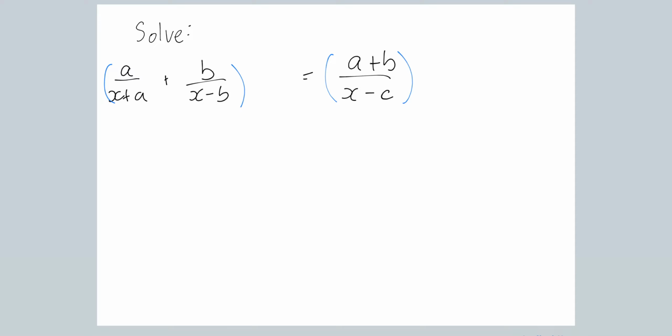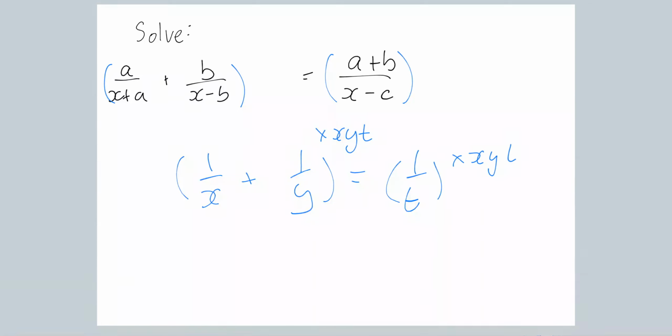Well, if this was a really simple problem like, I'll just do it down here, 1 on x plus 1 on y equals 1 on t, then the way we would get rid of the denominator, we can't solve it, but the way we get rid of the denominator would be by looking at the common factors of x, y, and t, or common multiple. In this case, it would be xyt. And I would multiply this side by xyt, and I'd multiply this side by xyt.